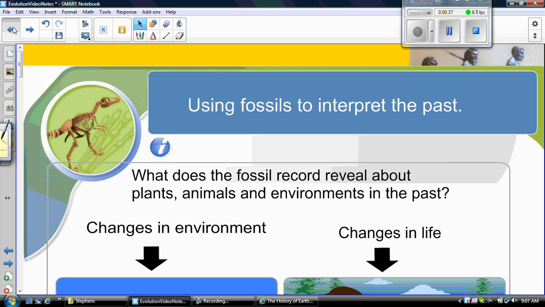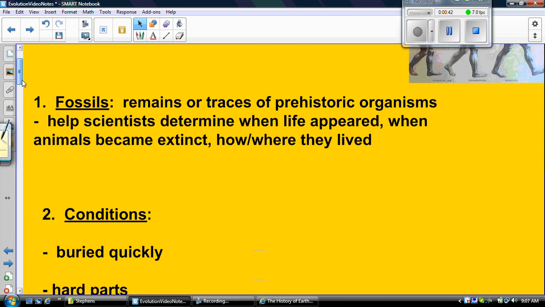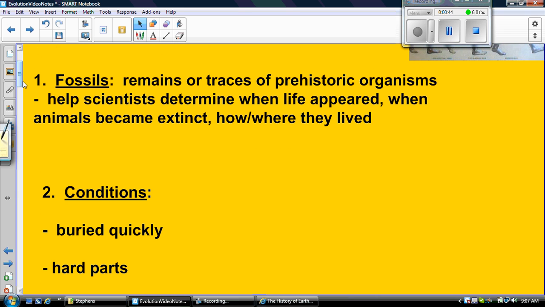Back to the notes, I forgot to have the link on there. Okay, so let's review what a fossil is. A fossil is the remains or traces of prehistoric organisms. They help scientists determine when life appeared, when animals became extinct, and how or where they lived.